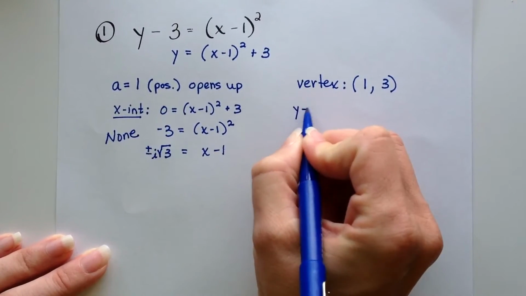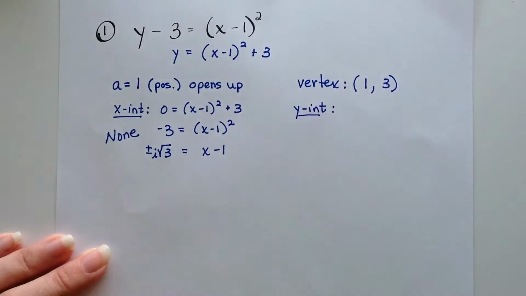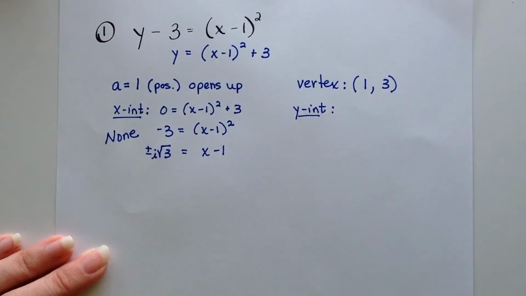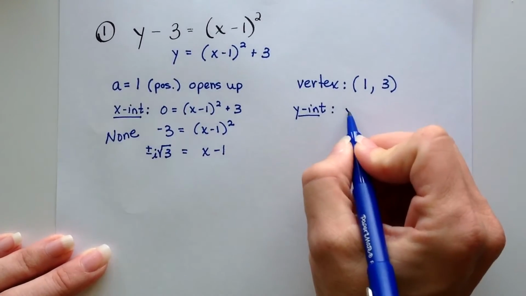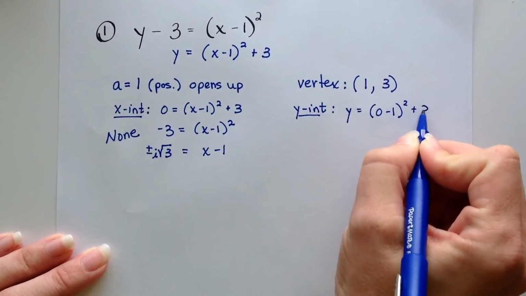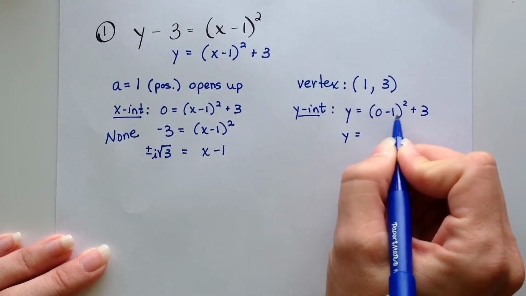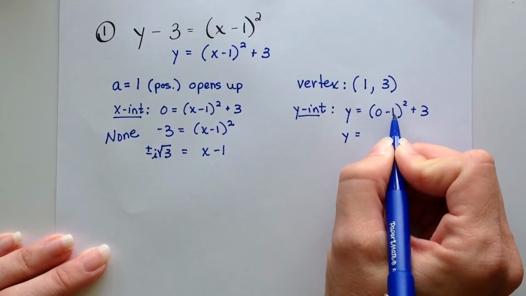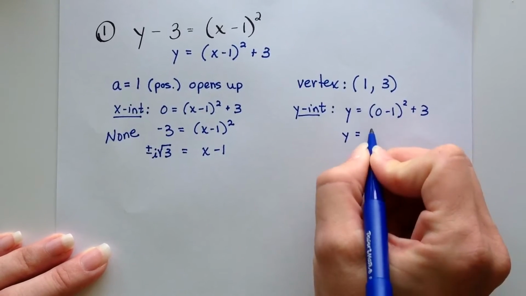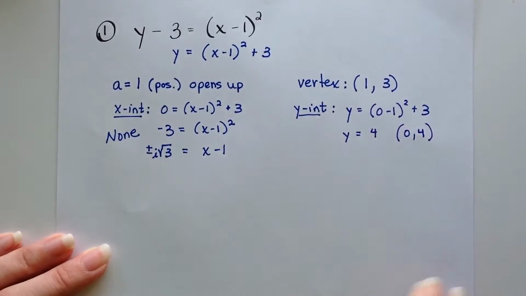Okay, y-intercept. Okay, so the note that I gave you for that was to substitute 0 in for x. Okay, so if I solve this, of course, 0 minus 1 is -1, but you square -1, you get +1. So 1 plus 3 gives you 4. So that would be the point (0, 4).